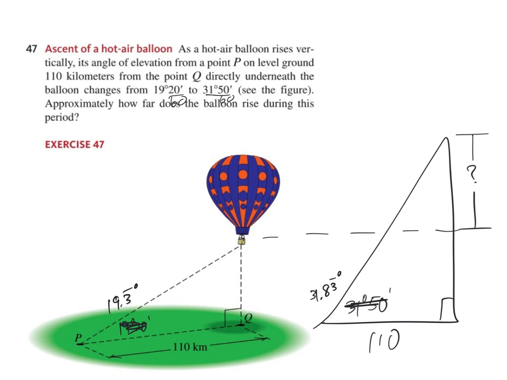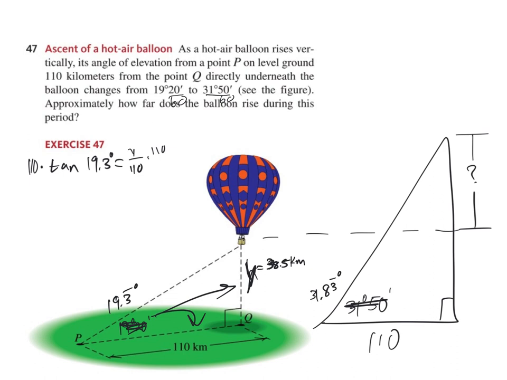All right. So now what it wants is approximately how far does the balloon rise during that period. So we have two different values here. We have our first value. Let's get our H. Let's call it the right thing. We'll call it Y. All right, let's get that. So to get Y, we take the opposite leg over the adjacent leg. So tangent. So the tangent of 19.3 degrees is equal to Y over 110. So 110 times the tangent of 19.3 degrees, and we get this height to be 38.5 kilometers. So tangent of 19.3 is 0.35019 times 110. Okay, 38.5. All right, 38.5 kilometers. That's really high.